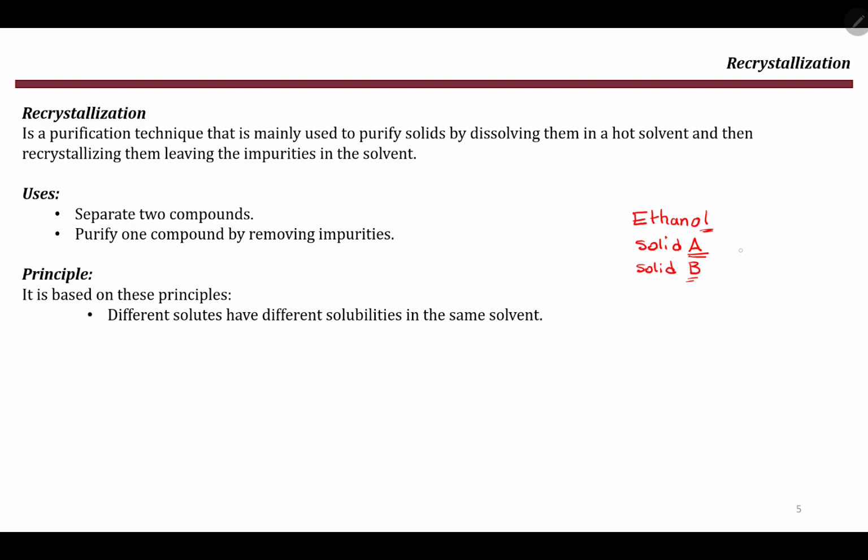For example, we can, let's say, dissolve 5 grams of A in 1 liter of ethanol, whereas, for example, compound B, we can only dissolve 1 gram per 1 liter of ethanol. So this is what I mean by different solutes have different solubilities in the same solvent. We are going to use this property to separate compounds A and B, as we will see in the upcoming slides.